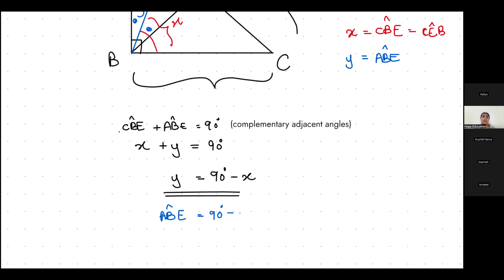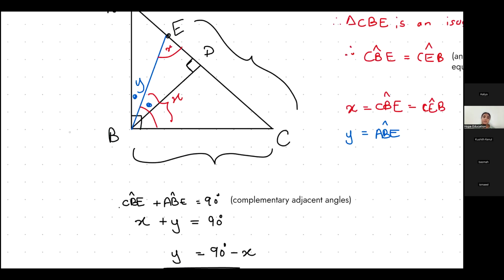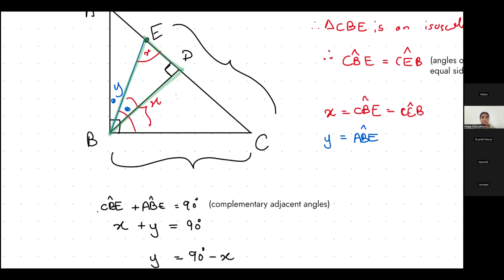Like that. Now, if you consider this triangle, I'll use a different color for that. We have EBD plus EDB plus BED. BED is the same as BEC. So BED.